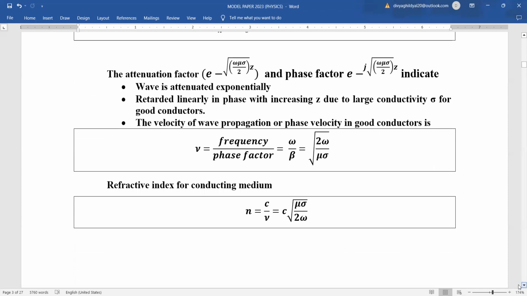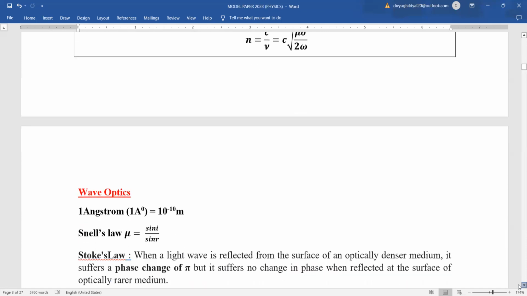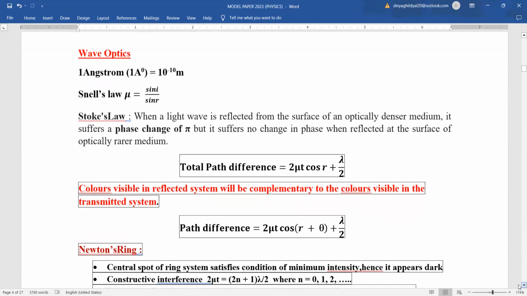Wave is attenuated exponentially and velocity of wave propagation is given by frequency upon phase factor. Refractive index is given by velocity upon frequency. For wave optics unit, I should remember, especially while I am solving Newton ring questions, that 1 angstrom is equal to 10 to the power of minus 10 meter. Snell's law is mu equal to sin i upon sin r. I will require it for deriving the formula for path difference of thin films, wedge shape, and Newton's ring.